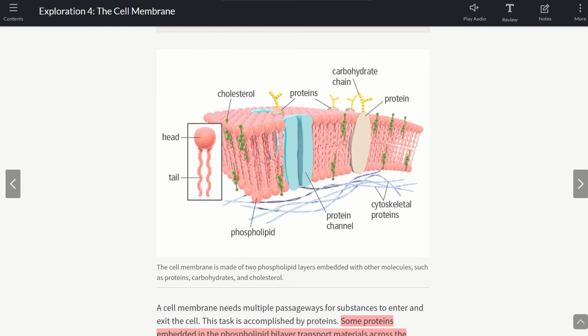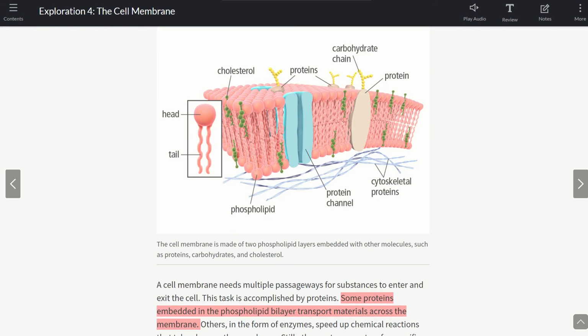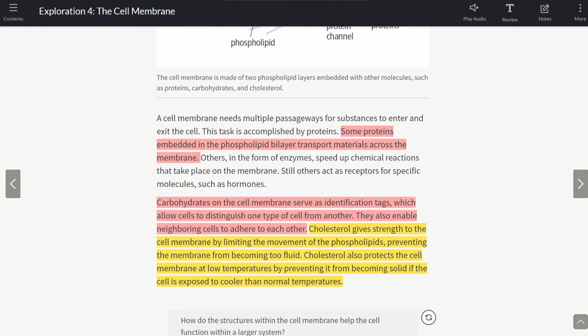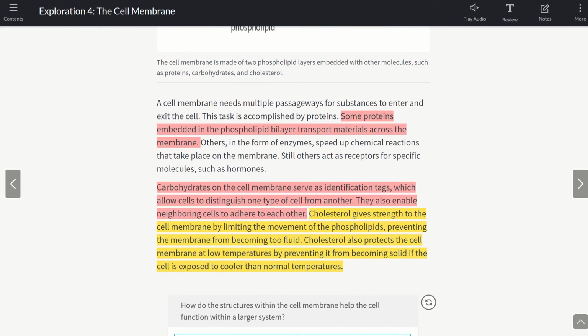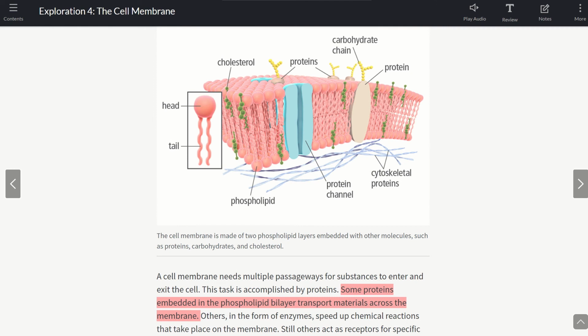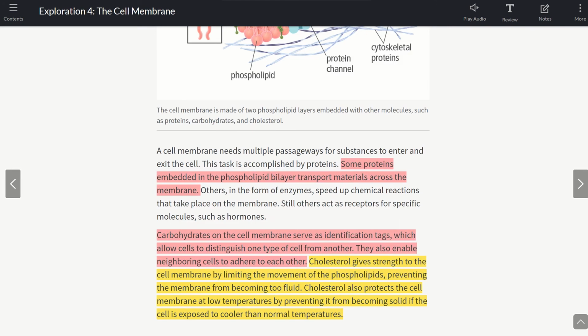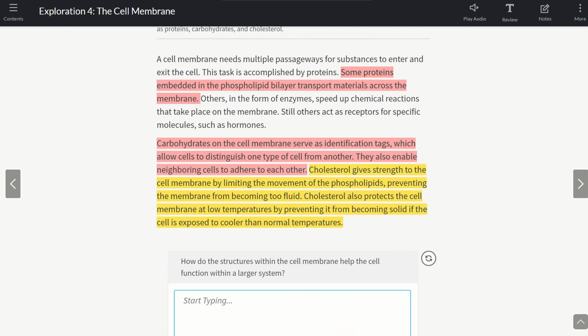And it scrolls down, and then what you'll find is you'll have a protein called a channel protein, and we'll talk about that in a minute. You're going to have all sorts of different types of proteins that are going to be allowed to bring things into the cell. So it talks about some proteins embedded in the phospholipid bilayer transport materials across the membrane. That's going to be these. It's going to help transport molecules across the membrane that we need in and out of our cell.